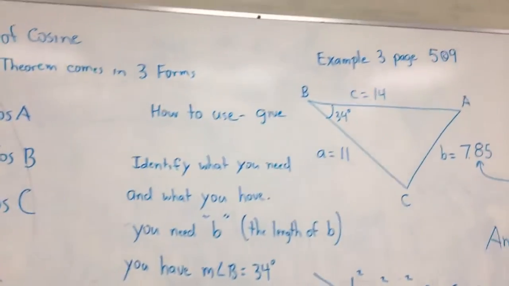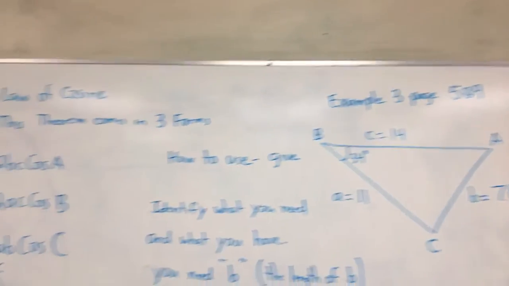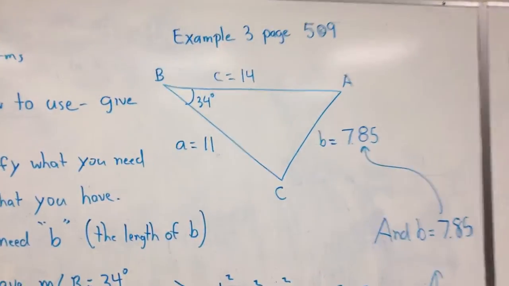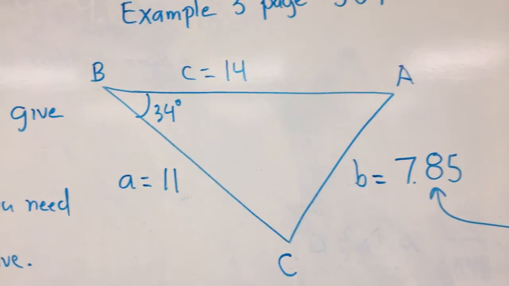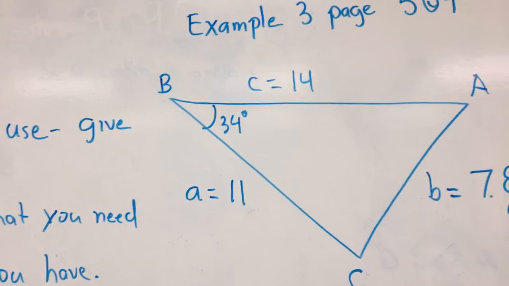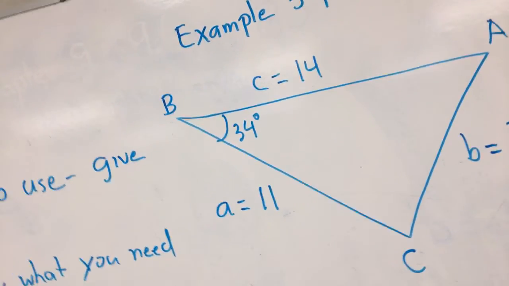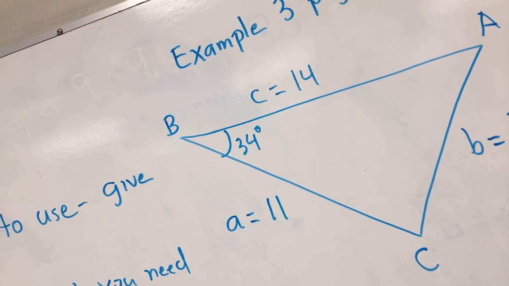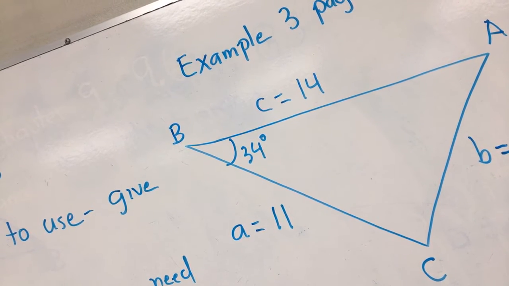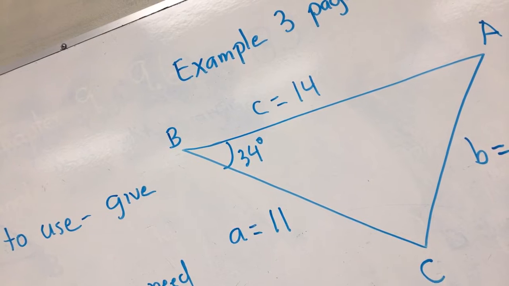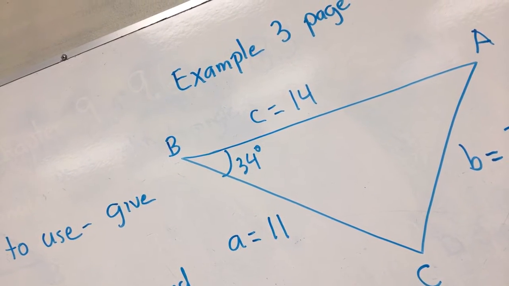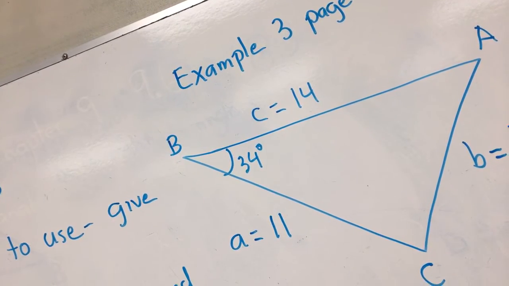I picked example 3 from page 509. This is what we were given, and it's important to see what we're given. The 7.85 is not there yet; we're going to find that. I'm given the length of C, I'm given the length of A, and I'm given the measure of angle B. I need to find the length of side CA, or the length of B, the side opposite angle B. So how am I going to do that?